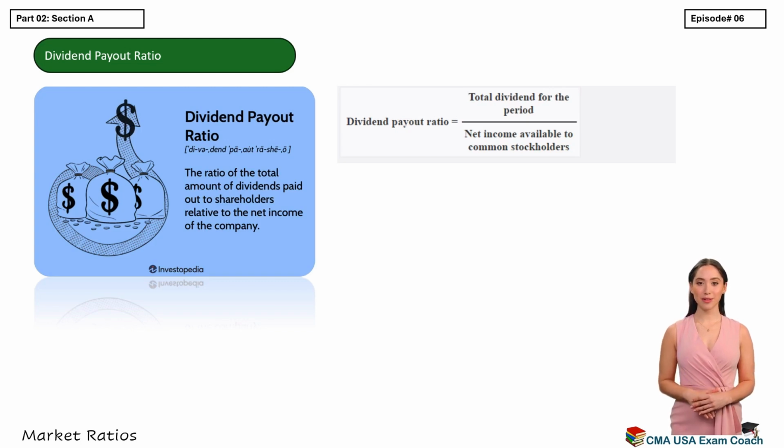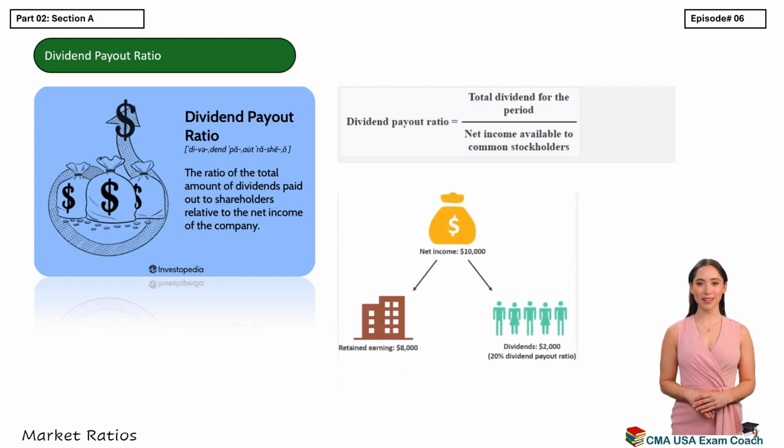The formula is simple. Dividend payout ratio equals dividends declared divided by net income. Here's the equation again. Dividend payout ratio equals dividends per share divided by earnings per share. Both formulas give the same result depending on what data you have available.